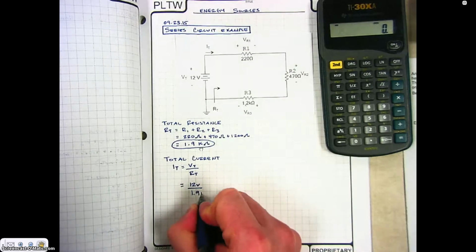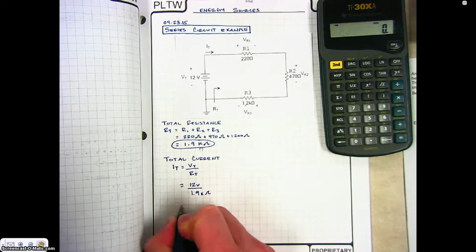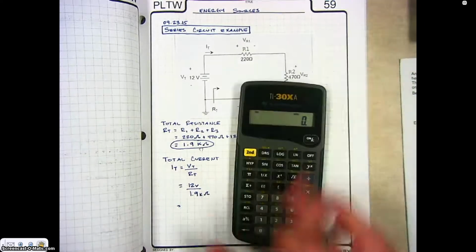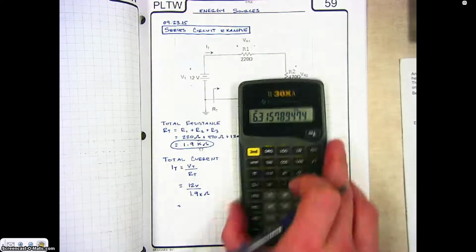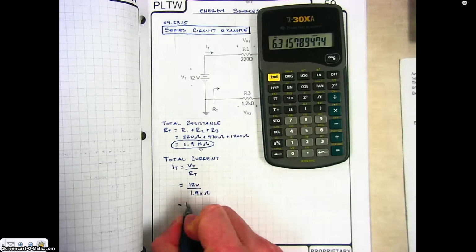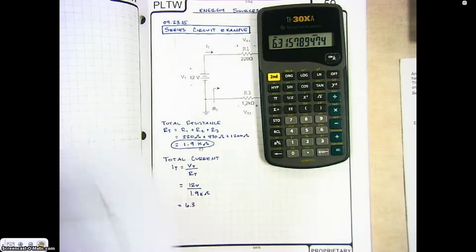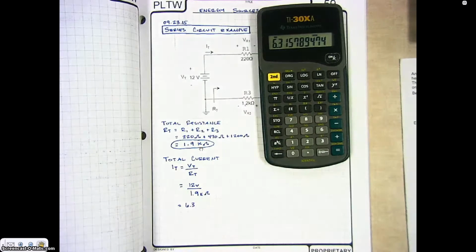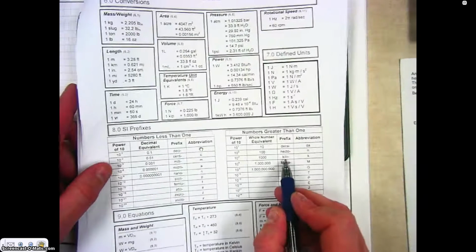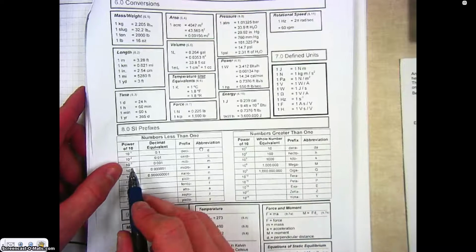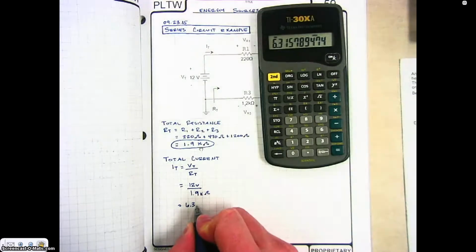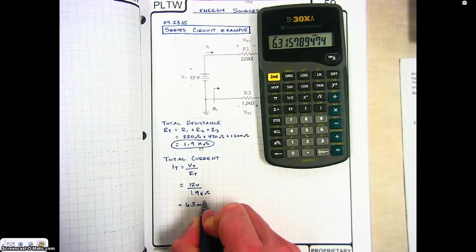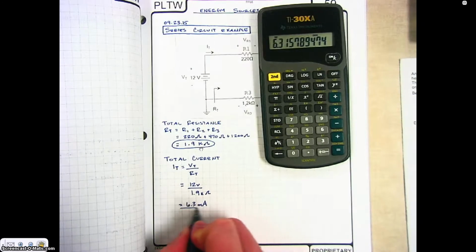1.9 k ohms. Divide 12 by 1.9, and you get 6.3. And for the unit, 10 to the 3 is k ohms, 10 to the negative 3 is milli. The unit for current is amps, and so we have 6.3 milliamps.